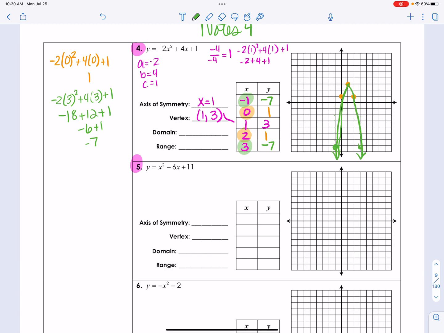Okay. And then I asked you to do this one. So A is 1, B is a negative 6, C is 11. So I'm doing a negative B over 2A. So my axis of symmetry is 3. Yes, you have to put X equals because it's a line. And then you're doing 3 squared is 9 minus 6, that's 18 plus 11. So this is a negative 9 plus 11, which is 2. Put that in the middle. Okay. And then I'm going up 1, 4, 5, and down 1, 2, 1.